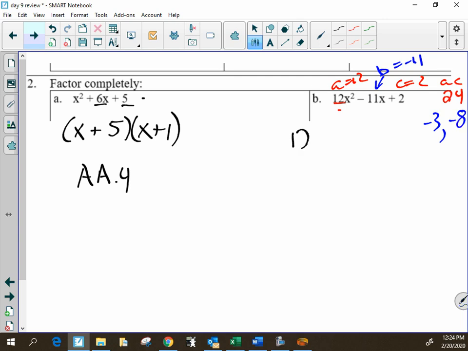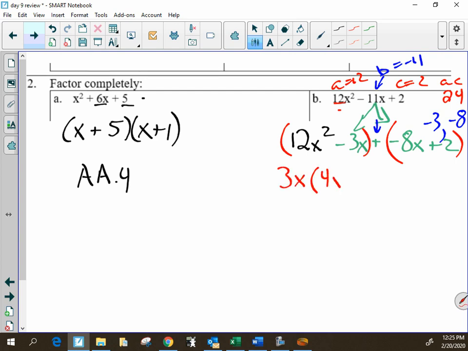So what we're going to do is take 12x squared, but then split the negative 11x into negative 3x and negative 8x. And just as a tip, it makes it a little bit easier if you separate them with a plus. You could write minus, but it just makes life a little bit easier if you put the plus in there, because the next step is to group the first two and the last two terms and find the greatest common factor. So for the quantity 12x squared minus 3x, the greatest common factor is 3x. Then I'll leave the factored out, 4x minus 1.